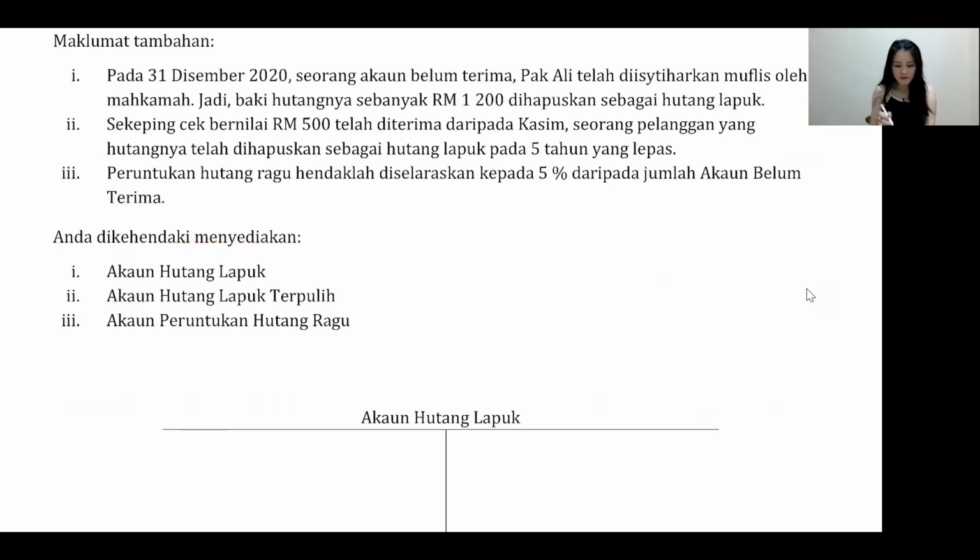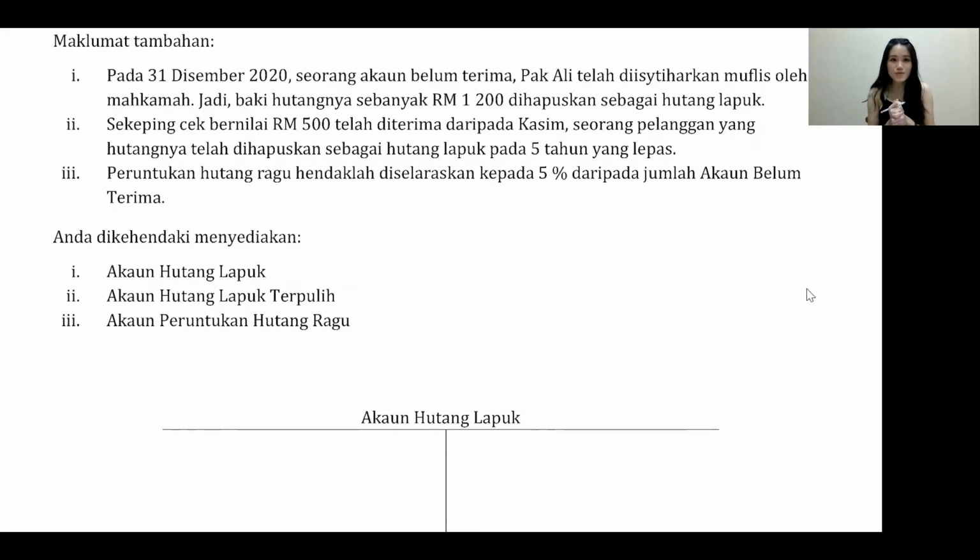But I would say sometimes hutang lapuk is here, PHR is here, but hutang lapuk terpulih is not. So the one that is always going to come out is peruntukan hutang ragu. But for hutang lapuk terpulih, it's like a 50-50 chance, depending on whether the question wants to ask you about it or not. Usually, hutang lapuk and peruntukan hutang ragu come out more often because PHR might be affected if you did not take the hutang lapuk out from your account belum terima. That will make your numbers different, which is why most students fail to balance their imbangan duga and their penyata kedudukan kewangan.